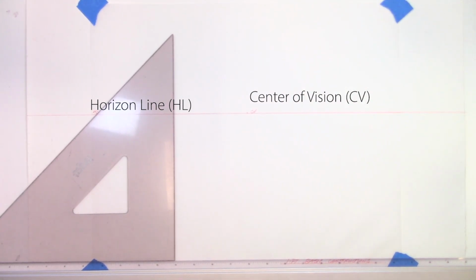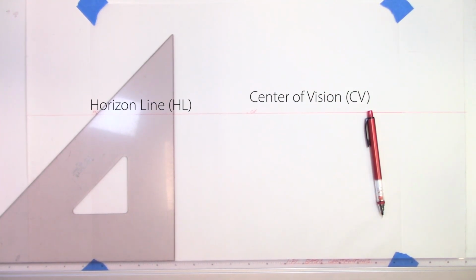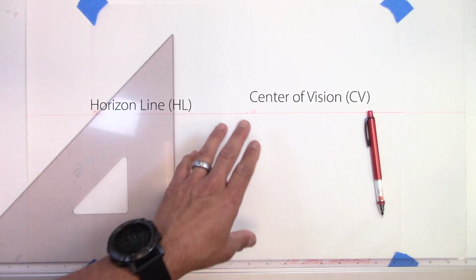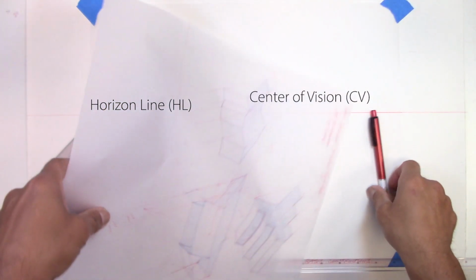Now, what is a center of vision? Center of vision, in our reality, is wherever you're looking. Like, Max is my center of vision. If I was looking at my cabinet back there, the little keyhole is my center of vision. It's wherever I am focused, okay? Now, remember, anytime we're doing a drawing in perspective, it's a snapshot in time.